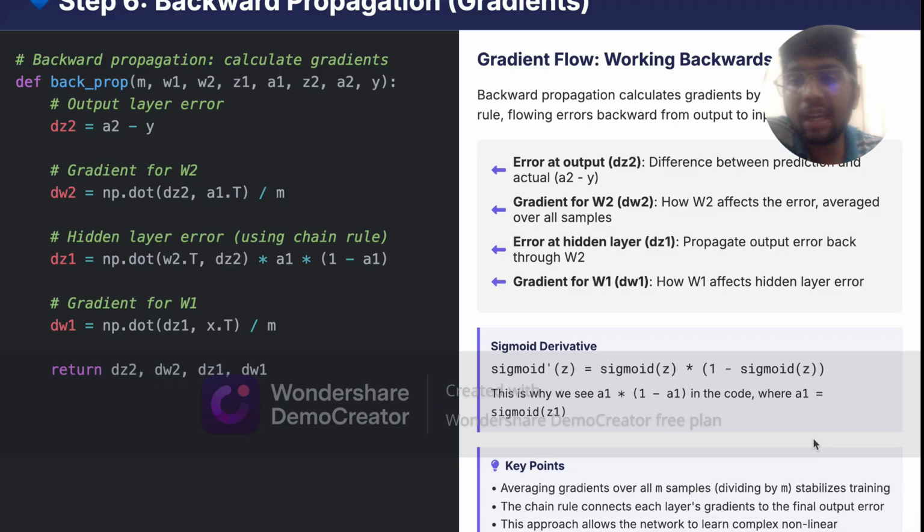and we find the gradient for it, and we use the chain rule to find the error for the hidden layer, and after that we compute the gradient for w1. So we update the weights in such a manner that we can make the learning much faster. The key point is that averaging the gradient over all m samples can stabilize the training, and the chain rule connects each layer's gradient to the final output error. This approach allows the network to learn complex non-linear functions like XOR.